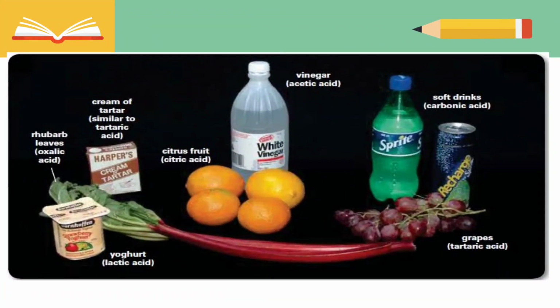Children, now watch this slide. You can see a lot of substances like vinegar, citrus fruits, soft drinks, and spinach, yogurt, grapes. So all these belong to acids. The substances that taste sour are acidic in their nature because these substances contain acids. So these are the examples for the acids.